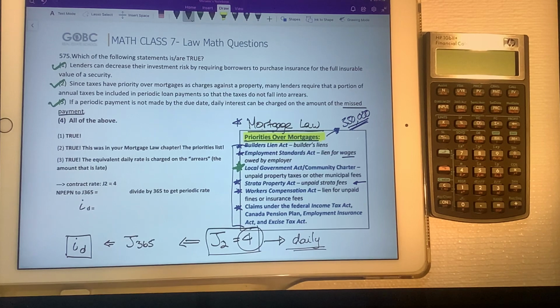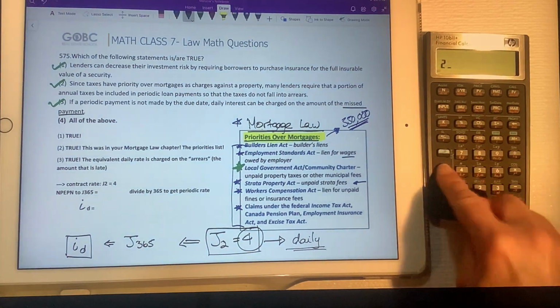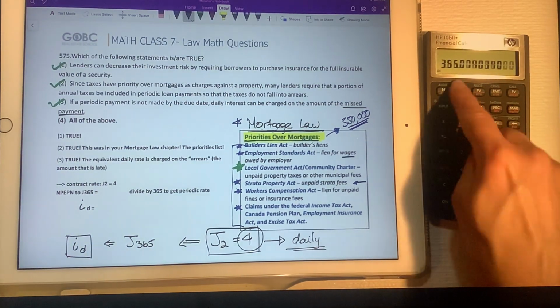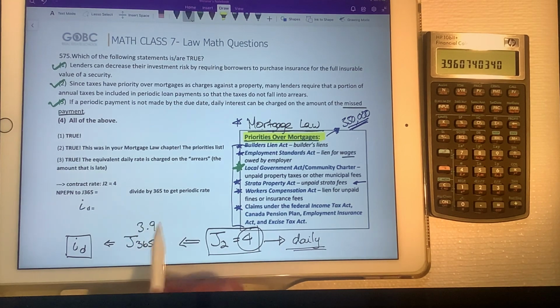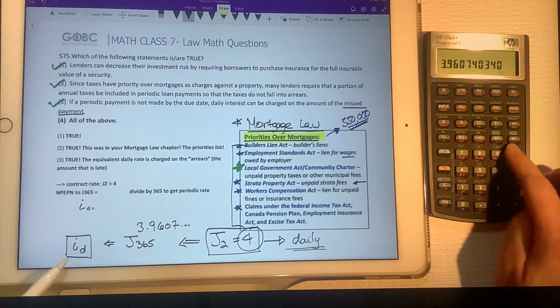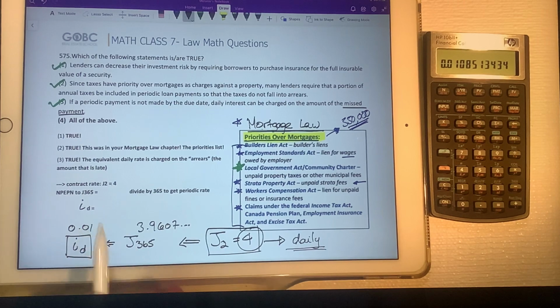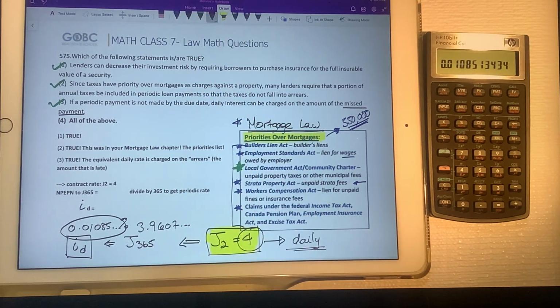So if you had a J2 equals 4, just for an example, you don't have to be doing this calculation for this question. Just for a nice yield review, you would take your J2 equals 4 and do your I-MP-EP-IN to J365. So the J365 would be 3.9607 and a bunch more decimals. And then you would divide that by 365. And daily, this is what the borrower would get charged. So 0.01085% every day would be charged on the amount that they hadn't paid. So it's not saying that they're going to charge the 4% every single day. They're going to charge the daily equivalent of that J2 equals 4 every single day, which is this guy here.